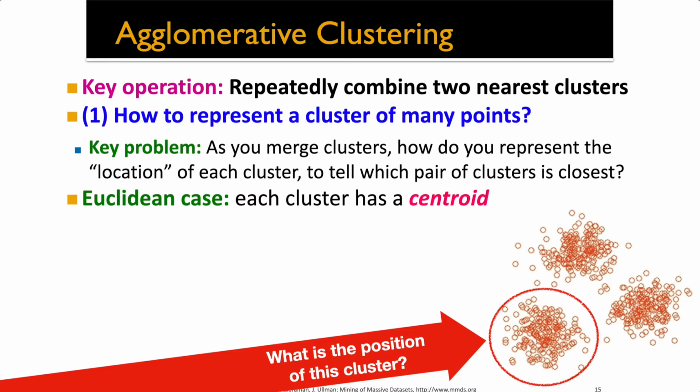In the Euclidean case, what we did is calculate the centroid of this cluster, which is essentially the point in space that is the average of all of the other points in this particular cluster. And that centroid doesn't necessarily need to be a point in the actual data, but it is the average across all the points here.